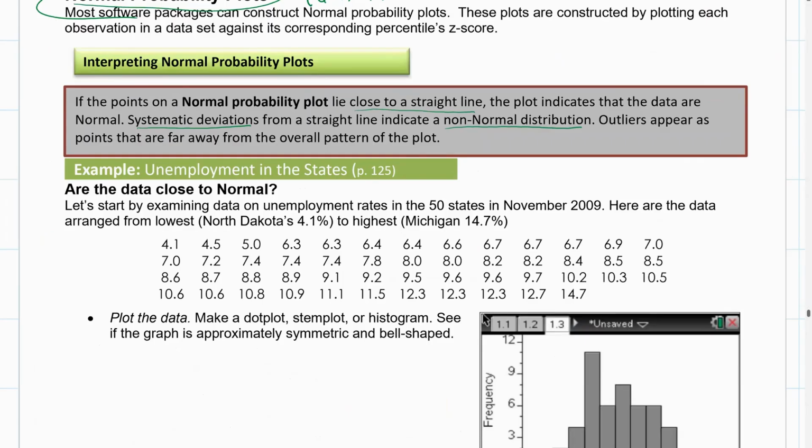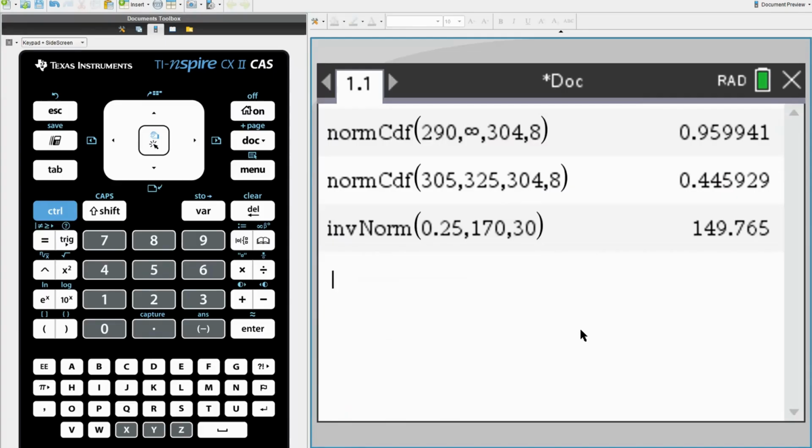Let's say we have this data for unemployment rates for November of 2009. They range from the lowest to the highest. Michigan was the highest that year because in 2008 there was the Great Recession and the auto industry went into the dumper. So what we're going to do is look at how to get this data into our calculator and do the plots. So I am going to switch over to the calculator again.